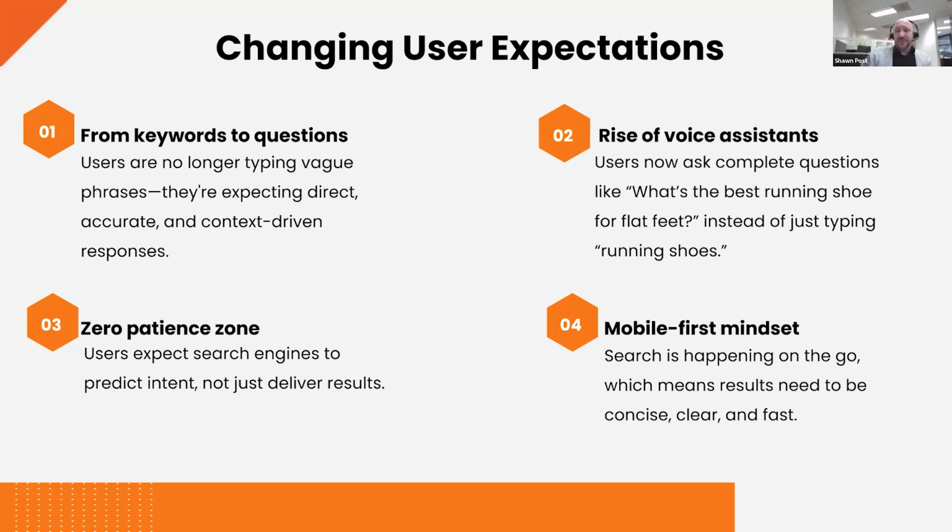And also now it's a mobile first mindset. Searches are happening on the go, which means results need to be concise, clear, and fast. People don't want to be weeding through pages of results. You ask your assistant a question, you want to get the result back as quickly and as concisely as possible, a couple sentences at most.